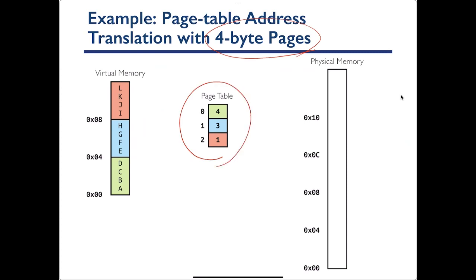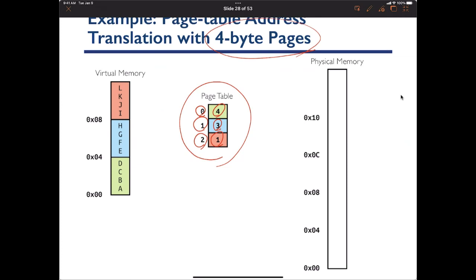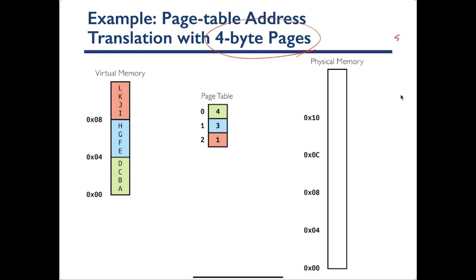So it's saying that virtual page 0 is mapped to physical page 4. Virtual page 1 is mapped to physical page 3. Virtual page 2 is mapped to physical page 1. So that's what it means. I don't know why I made this dirty and crowded, but okay. So that's the definition. So we have the page table.